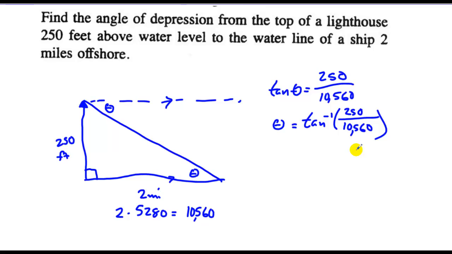And that value for theta is actually pretty small. It's about 1.36 degrees. Let's take a look at the next example.